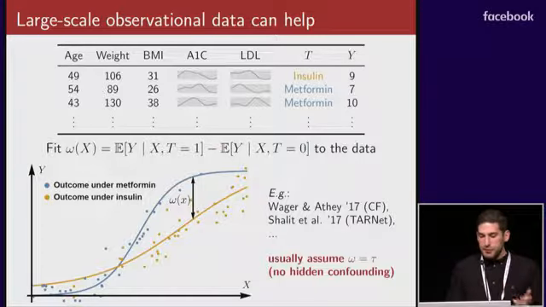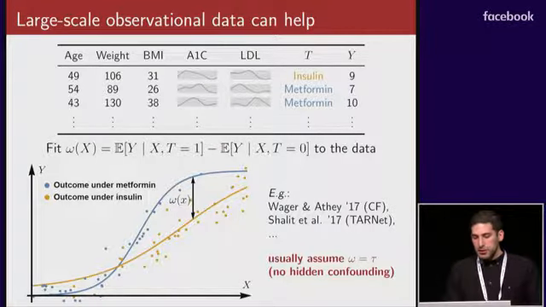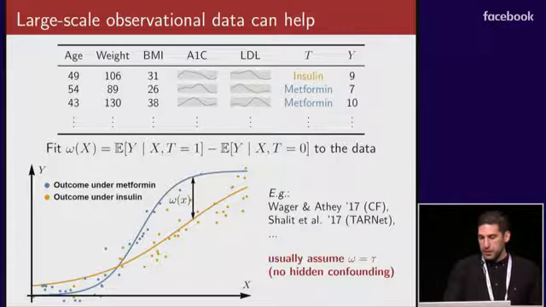Specifically, what is the difference between the conditional expectation of outcome given x in the insulin population minus the conditional expectation of the outcome given x in the metformin population. Call this function omega. These approaches usually assume that omega is actually equal to tau, so that if we're interested in individual level causal effects, all we have to do is estimate omega from observational data and done. This, however, relies on the assumption that there's no hidden confounding after we control for x.